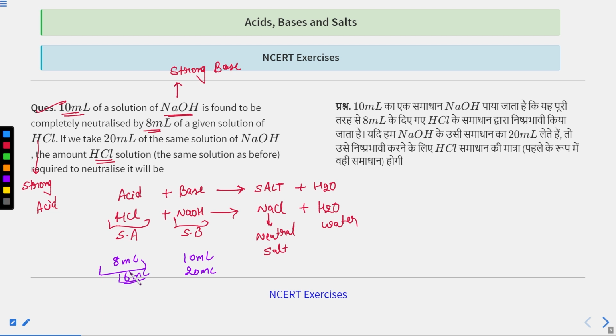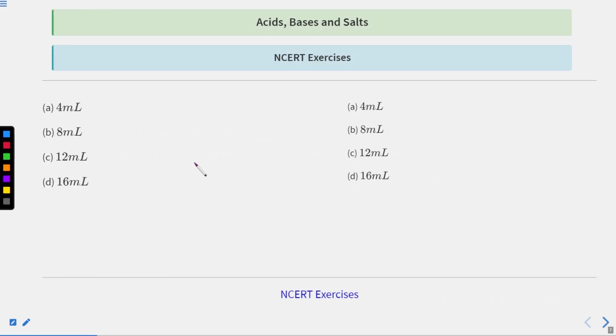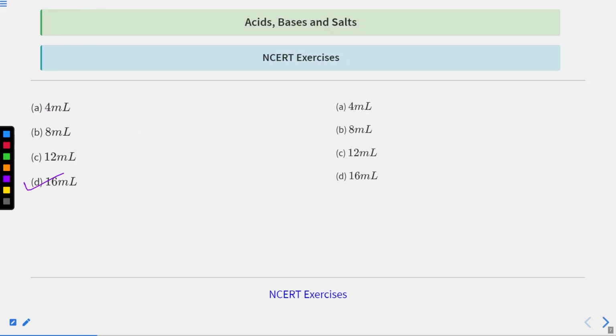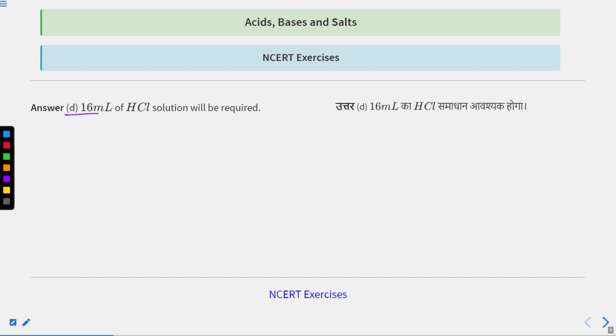If I multiply this 10 with 10, then you have to multiply this 8 with 10 also. Those particular volumes will be required to neutralize each other. I hope you are getting this point. So if we are doubling the volume, then you have to double the volume of HCl as well. So the correct answer among 4, 8, 12 or 16 is 16. Option D is the correct answer, because 16 ml of HCl solution will be required to neutralize the NaOH and they will form salt and water. Both are strong, so definitely the salt will be neutral.